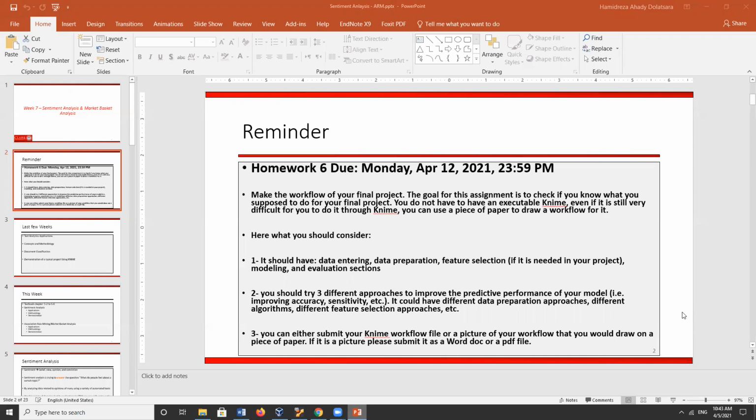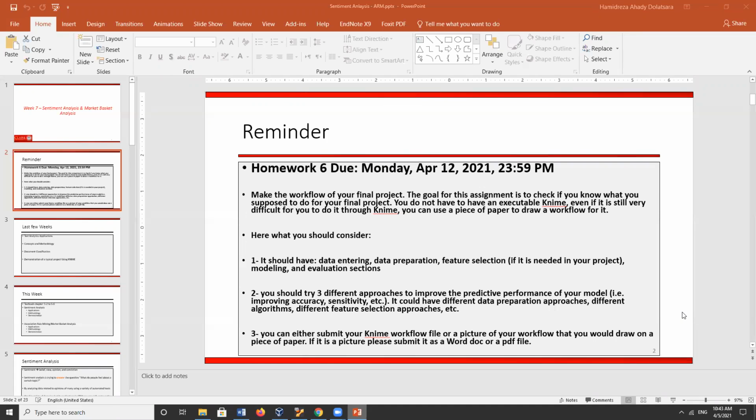Maybe in some projects, you need to do feature selection. If your project is supervised learning and you have too many variables, maybe feature selection is a good approach. But if it's unsupervised learning, you don't have to have feature selection. Maybe you try different algorithms. But at the end, I want to see you try different approaches to improve your predictive performance. And you're not limited to just 1 or 2 approaches. Maybe you can have different data preparation approaches, or different types of imputations.